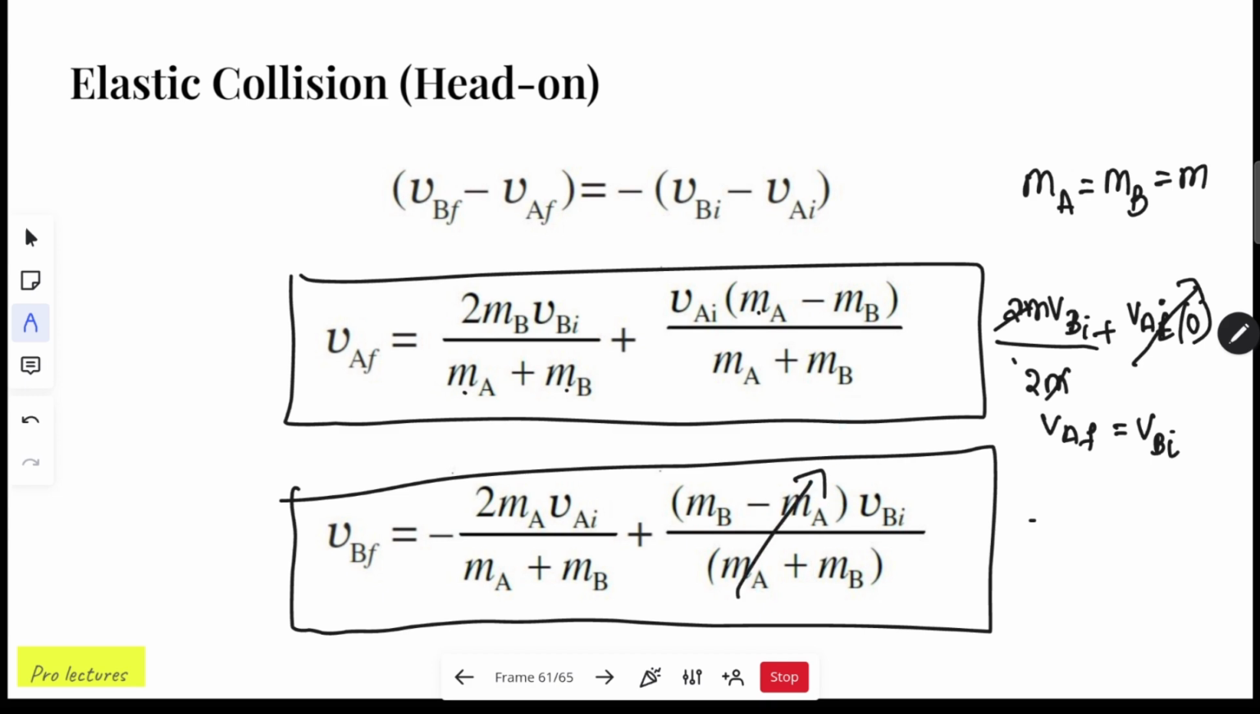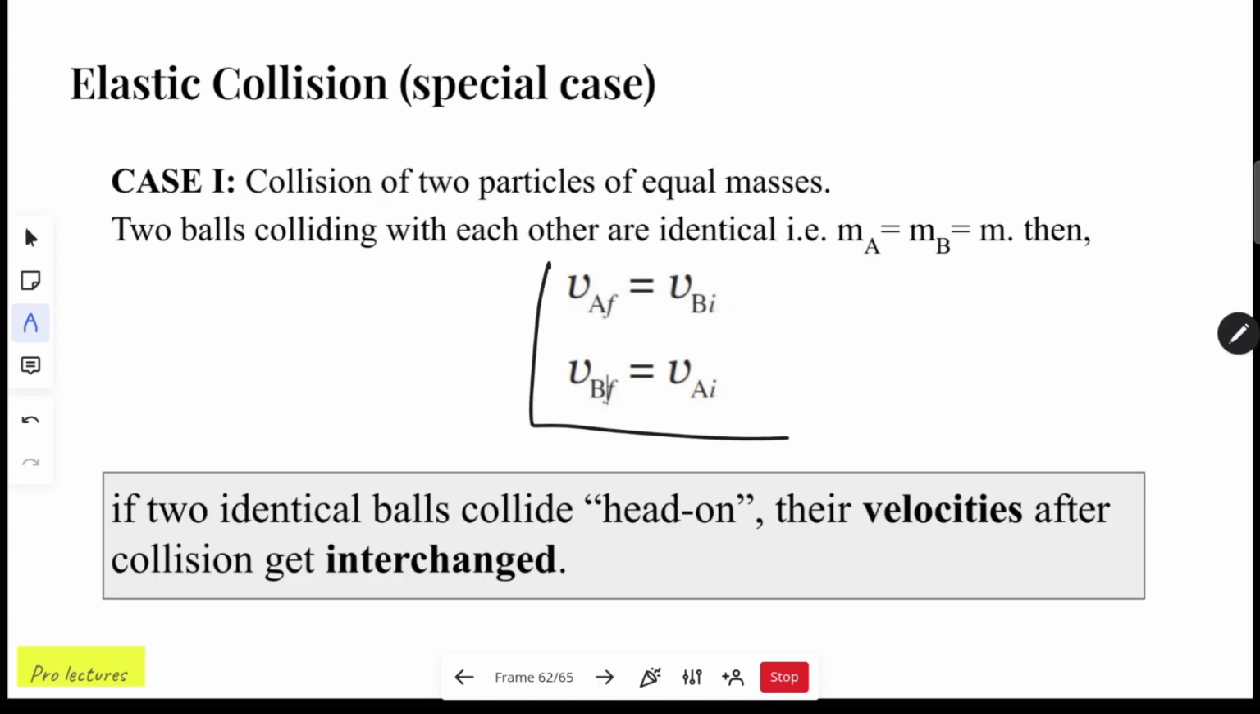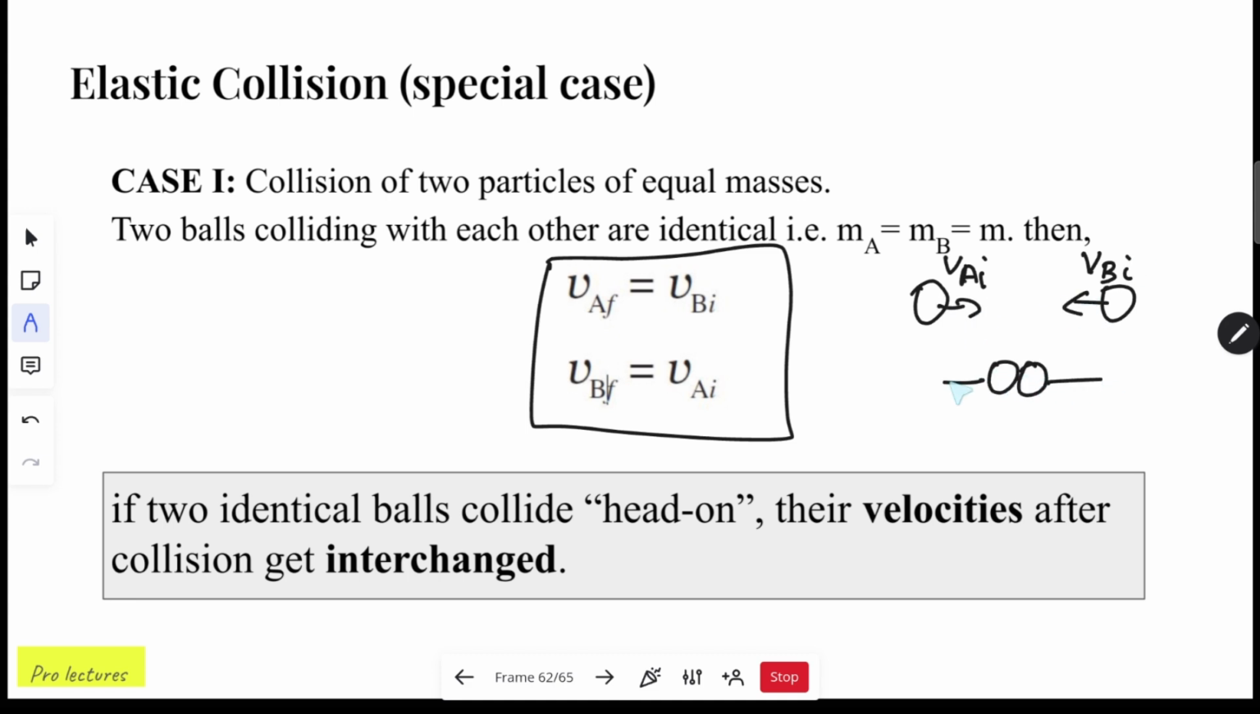Similarly, this component will be 0. So it will be, this is 2M. This will also become 2M. So VBF is equal to VAI. So this is what we concluded here. VAF is equal to VBI. That means that if there are two balls, this was VAI, this was VBI initially. So after colliding, the velocity gets exchanged. So VBF will be equal to VAI and VAF will become the initial velocity of B. So the velocities are interchanged after collision.